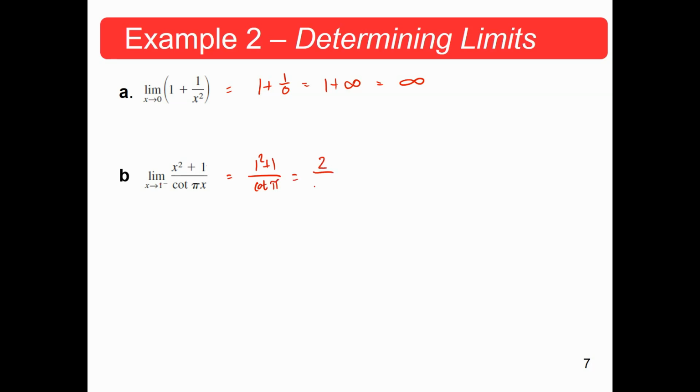Well, that gives us 2 over, what's the cotangent of pi? Well, that's undefined, right? When we get those undefined trig values, that just means infinity. What's 2 over infinity? That's 0.